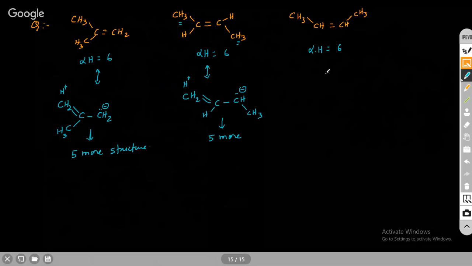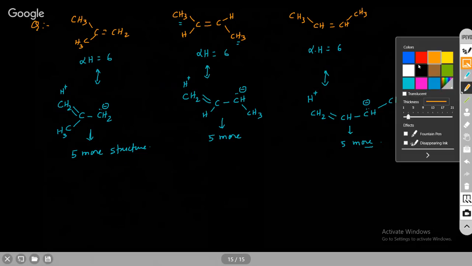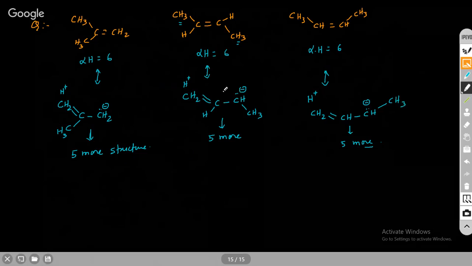And a similar kind of 5 more structures again we can draw. Similarly, here also if you draw the hyperconjugative structure, that will be H plus CH2 double bond CH single bond CH CH3. Again a similar kind of 5 more structures we can draw. Now, what is the difference in these three hyperconjugative structures? Can you tell me the difference here?